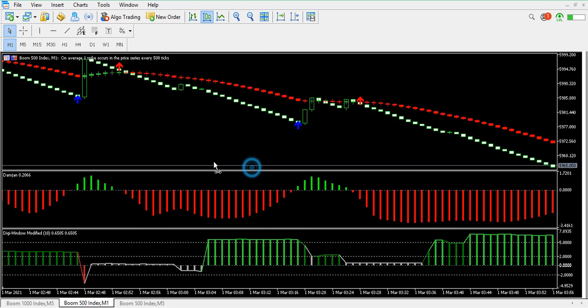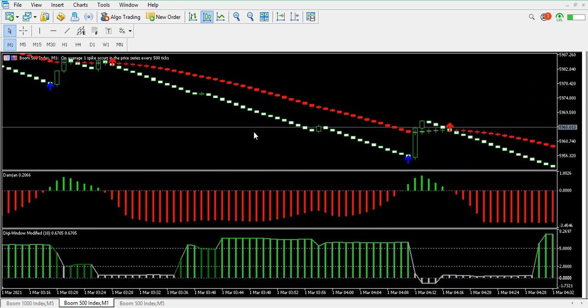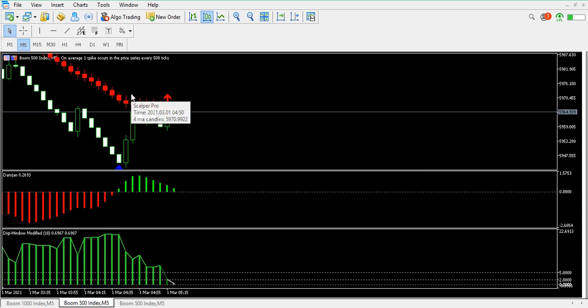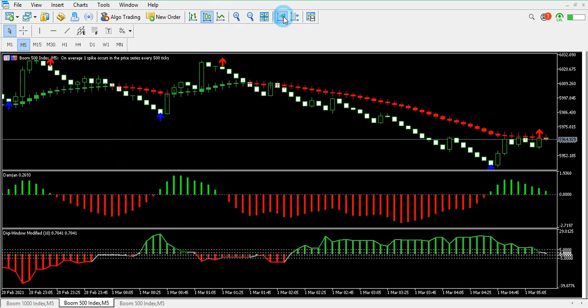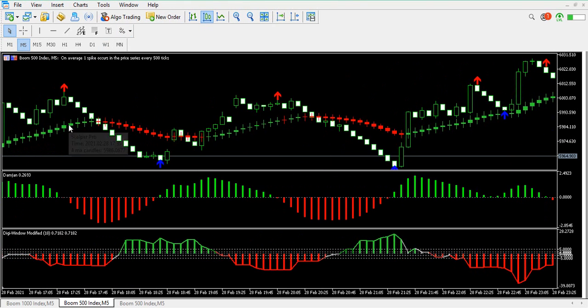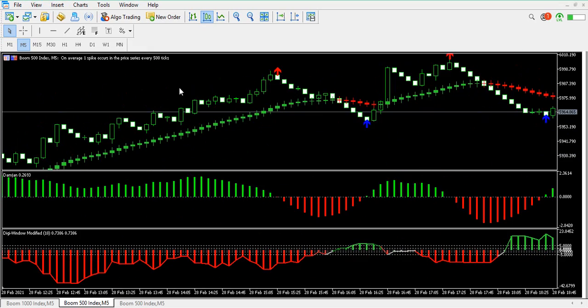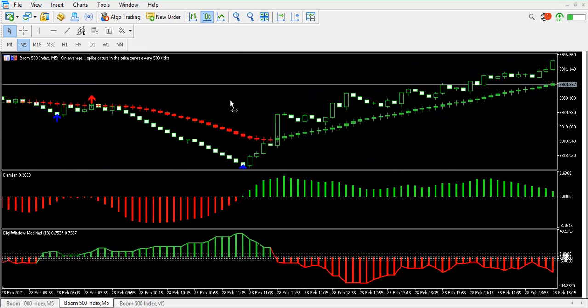If you are going to use this to trade, now this is Boom 500 and I'm using the 1 minute time frame. So let's switch to the 5 minute time frame, so we'll know. We'll be taking about 2 to 4 candles. That is the only thing we have to take, 2 to 4 candles.